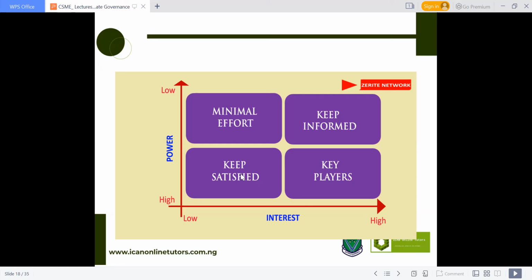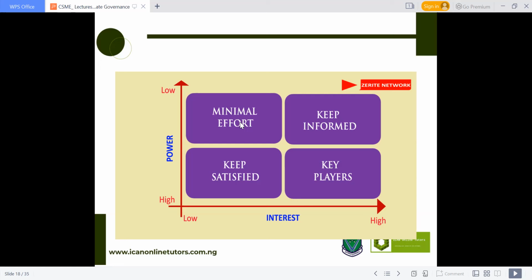Then we also have low and low, which you can see at the top. You have low power and low interest. That is what we call minimal effort. It means the company shouldn't stress itself over those types of stakeholders, just give the best you can. Minimal effort: stakeholders that have low power and low interest.